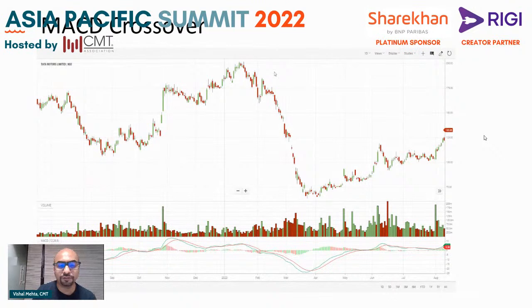Other traders use MACD crossovers, where, if you remember the 12-26, the red and the blue line, whenever the MACD crosses above its trigger line, you buy, and whenever it crosses down, you sell. Again, whenever the MACD crosses its trigger line, you buy, whenever it crosses down, you sell, and so on and so forth. You can see over here, even in the 2020 crash, the MACD gave a buy signal in Tata Motors, leading to a nice rally of 100 rupees.